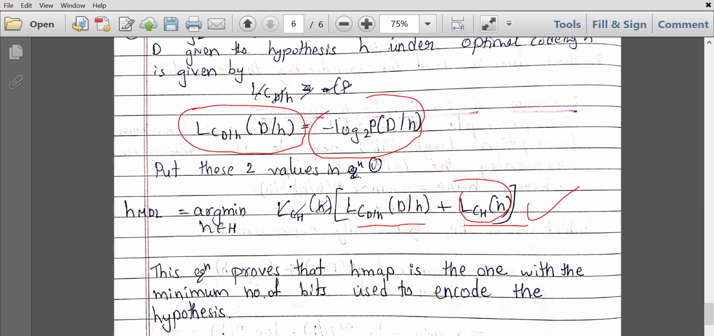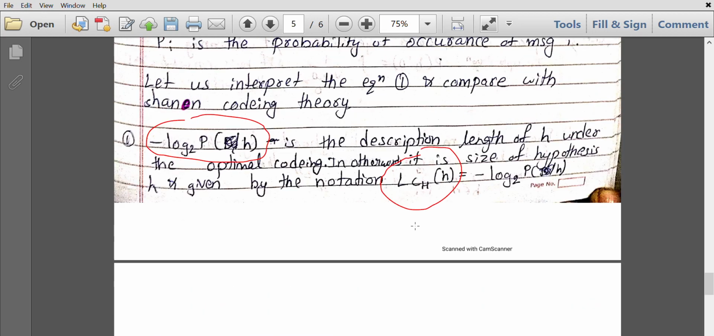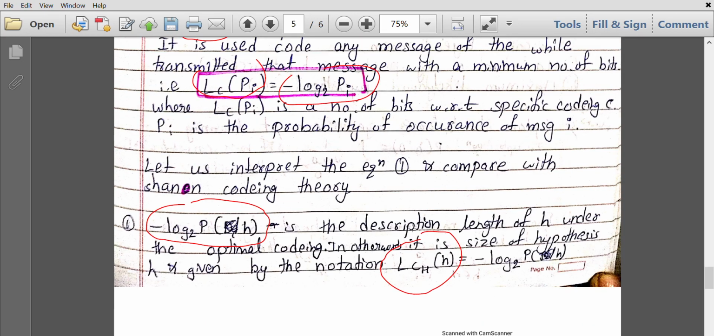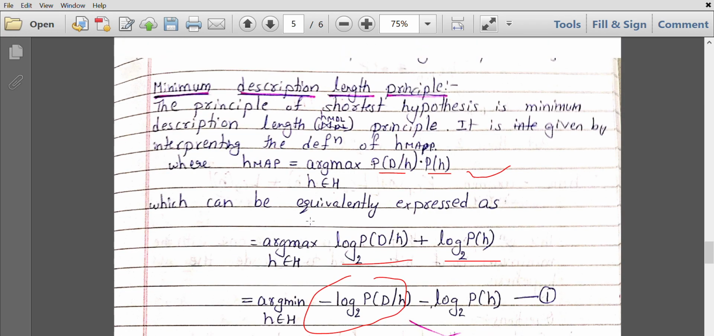This equation proves that HMAP is the one with the minimum number of bits used to encode the hypothesis. So it proves that HMAP also gives the shortest hypothesis, and we are comparing that with the Shannon theory. In other algorithms, in decision trees we require a smaller tree, in the neural network we require a small number of bits, like that. So HMAP is also giving a small hypothesis.